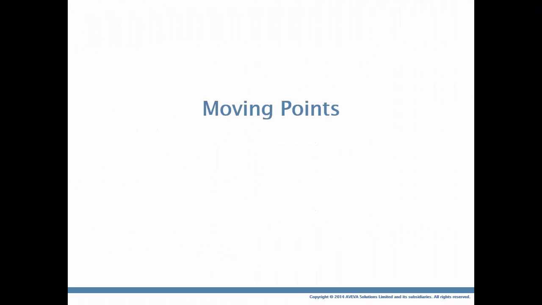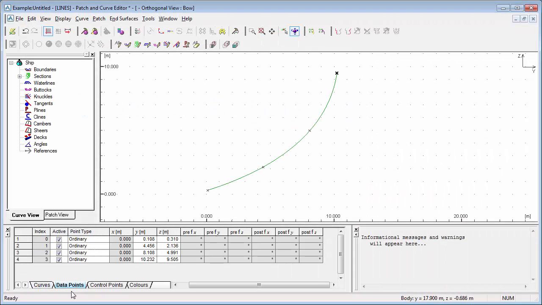Let's modify the curve. We can do this by manipulating the points. We may need to switch into curve modification mode. As we select a point, we can see that the data points are highlighted in yellow. We can change their coordinates. We can of course interactively manipulate the points on the screen.